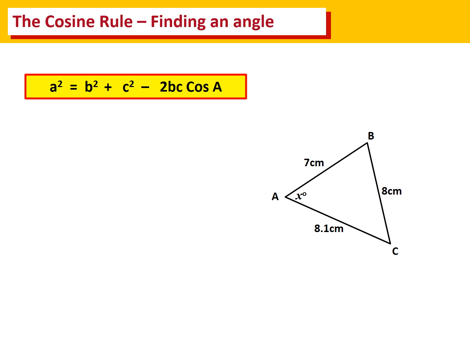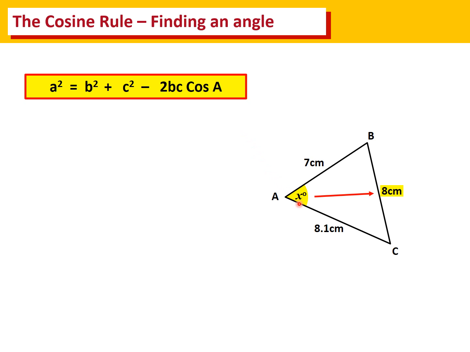So, here's our example. We've got our triangle, we've got three lengths marked in, and we've got an angle X that we're trying to find. Directly opposite angle X is a corresponding side, which is 8 centimeters. Now, in our formula, we've got a squared starting the formula and cosine A ending the formula. It's really important we understand that the side that starts the formula corresponds to the angle that ends the formula. Okay, so what do I mean by that?